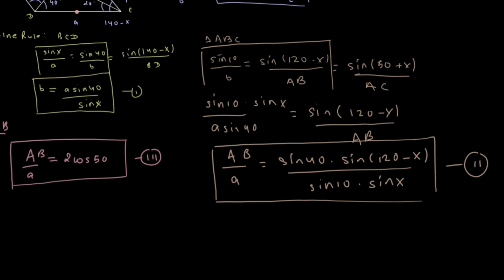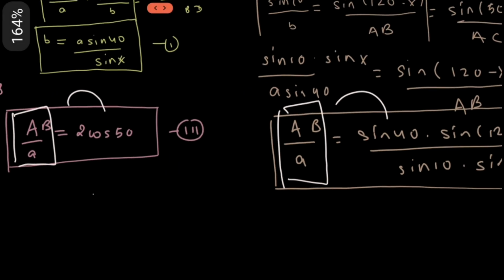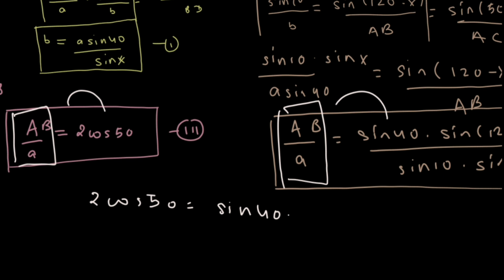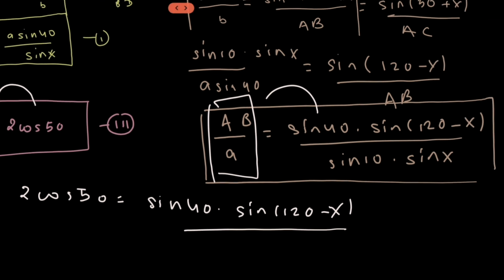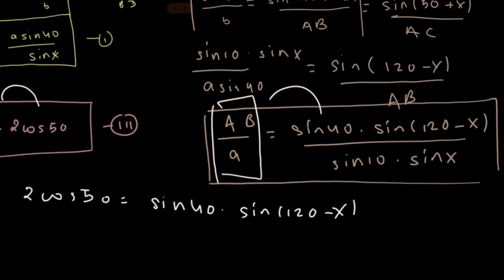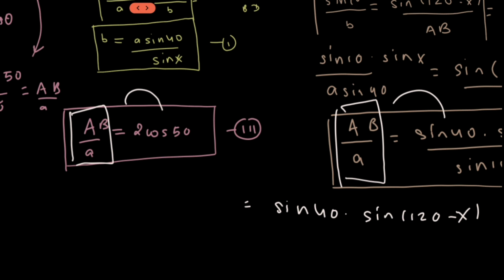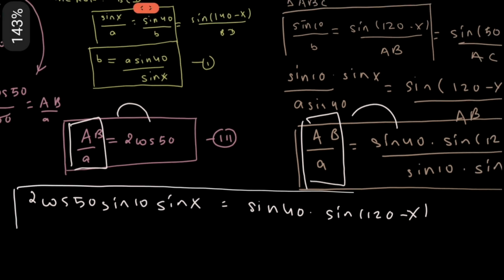Now carefully look: equation number 3 is AB upon A equals something, and equation number 2 is AB upon A equals something. So both of these equations have the same left hand side. This means their right hand sides are also equal. Therefore, 2 times cos 50 degrees equals sine of 40 degrees multiplied with sine of (120 degrees minus x) divided by sine of 10 into sine of x. We can simply multiply that on the other side. So it turns out to be 2 times cos of 50 degrees multiplied with sine of 10 degrees multiplied with sine of x degrees. So here we have this equation finally.